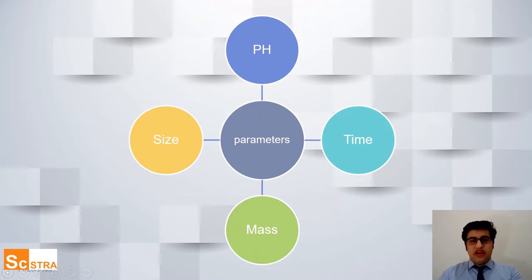The first parameter was the pH of the solution, which was adjusted with HCl and NaOH. The range of pH was between 2 and 8. Then the contact time of the adsorbent, I mean activated carbon, with the heavy metals in the solution was checked, in the time interval of 1 to 120 minutes.